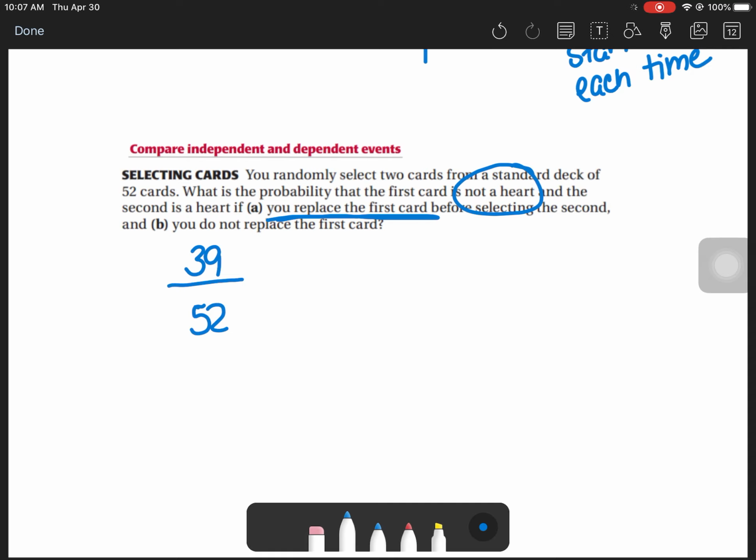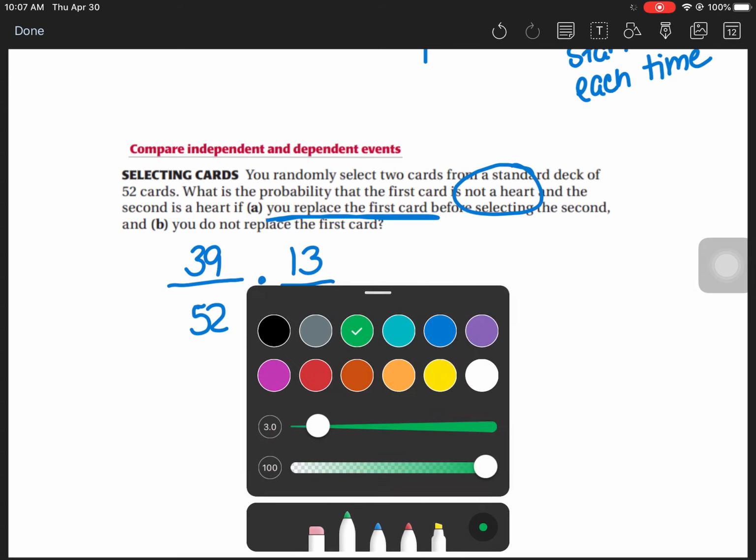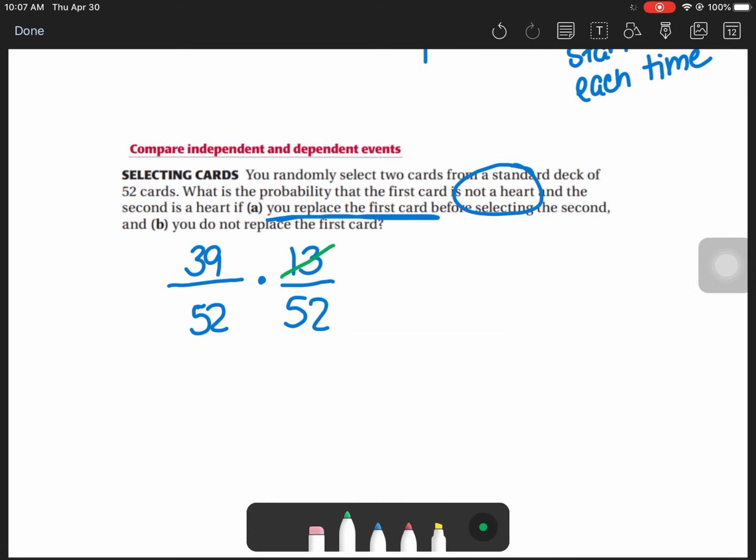And it says you replace it. So when I replace it, that means that I'm going to start all over and have all the cards back in the deck. And then it says the second one is a heart. So that's going to be 13. So before I multiply, again, it's much easier if I reduce or simplify. So when I multiply straight across, I get 3 out of 16, and that's for letter A.